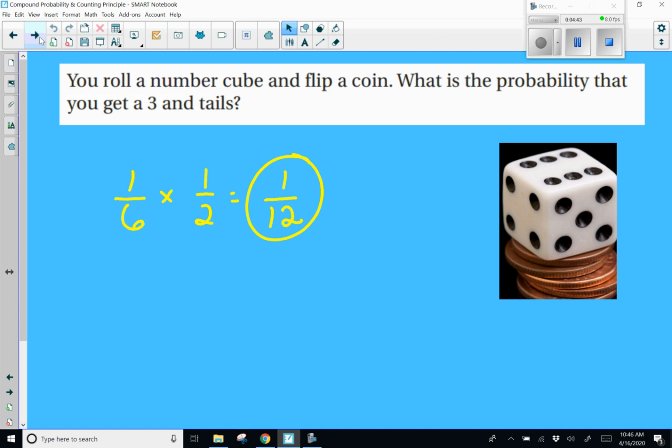Okay, what is the probability that you roll a number cube and flip a coin? What is the probability that you get a 3 and a tails? Well, on a number cube, you've got 6 numbers. So the probability of getting a 3 would be 1 out of 6. There's only 1 three on a number cube. And the probability of getting tails is 1/2. So 1/6 times 1/2 gives you a compound probability of 1/12.